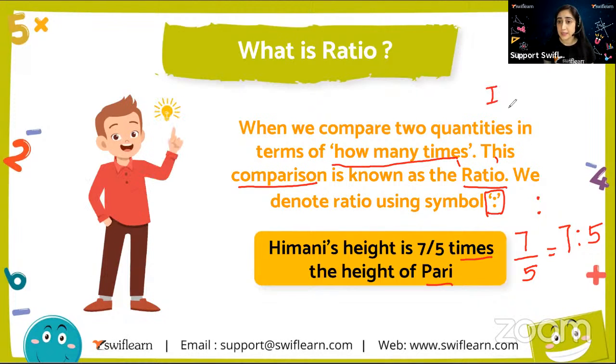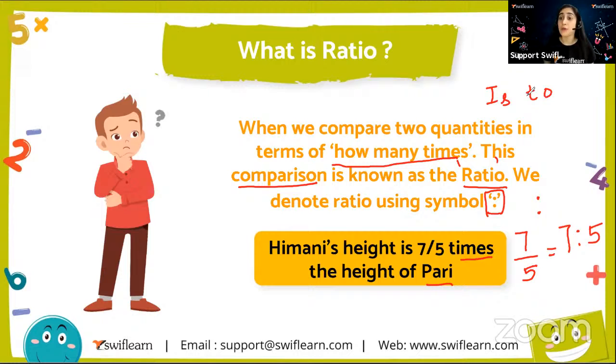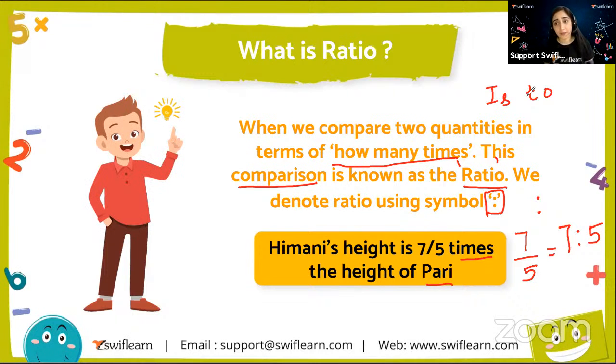We say the ratio sign as "is to". So it is 7 is to 5, or we can say 7 to 5. Whichever you're comfortable with, you can use both. There's nothing wrong in that. We are just calling it differently. Generally when I'm teaching, I am more used to the "is to" wording, so I'll be using that more. So 7:5 is the ratio between the heights, the comparison between the heights.